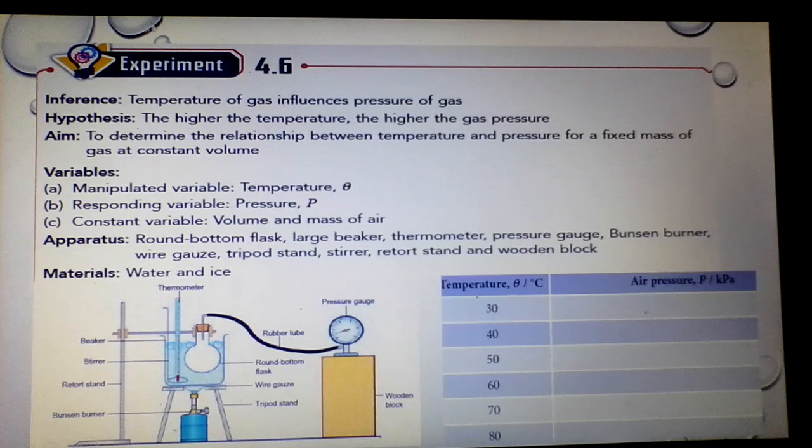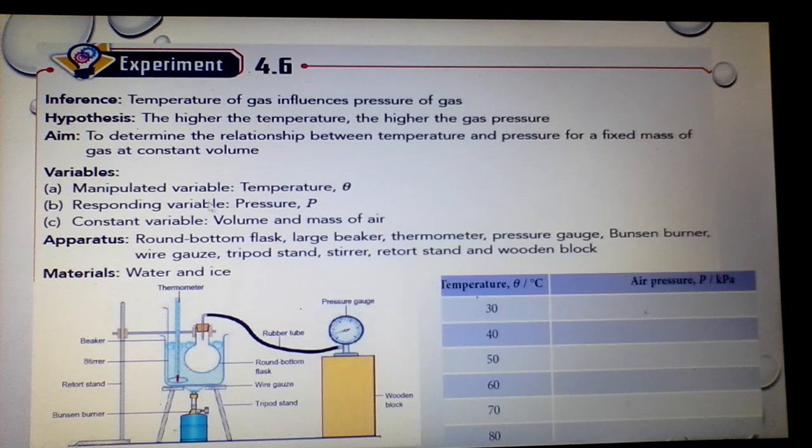Now you can refer to your textbook, experiment 4.6. This experiment is to relate the temperature of gas and the pressure of the gas. Hypothesis: the higher the temperature, the higher the gas pressure. Aim: to determine the relationship between temperature and pressure for a fixed mass of gas at constant volume. Variables: the manipulated variable is temperature, theta. The responding variable is pressure, P. The constant variables are volume and mass of air.